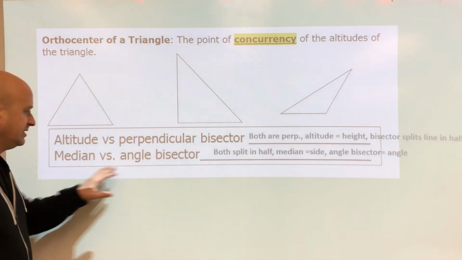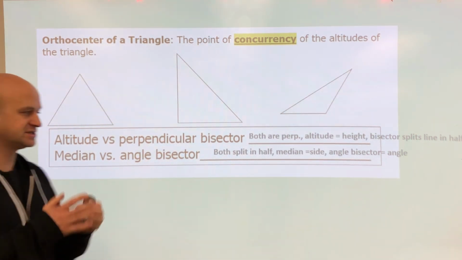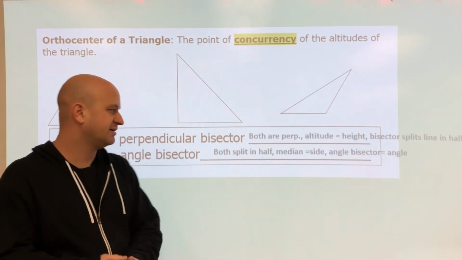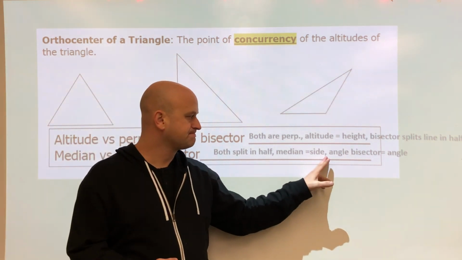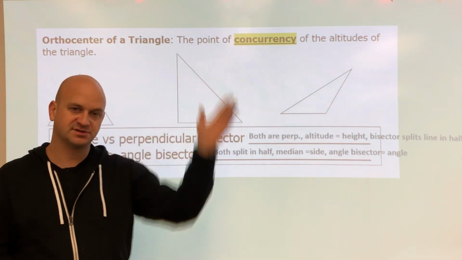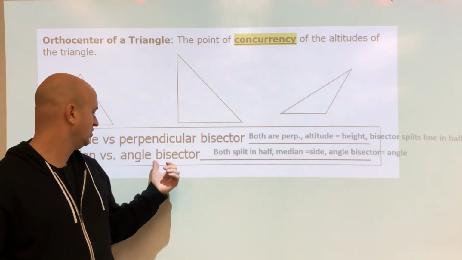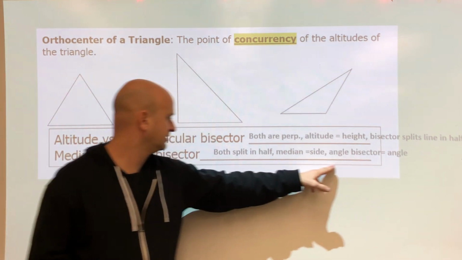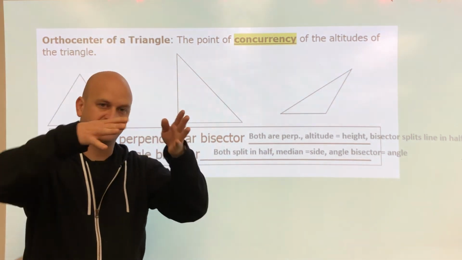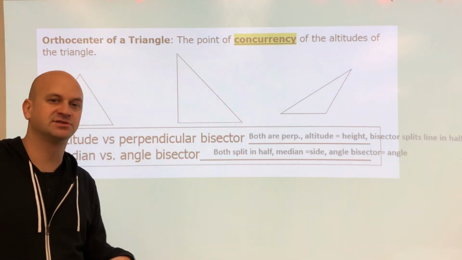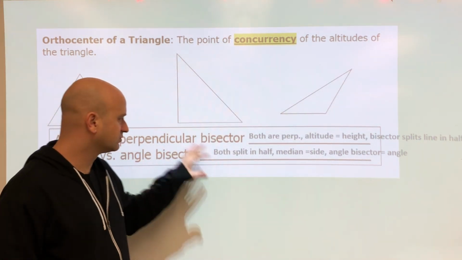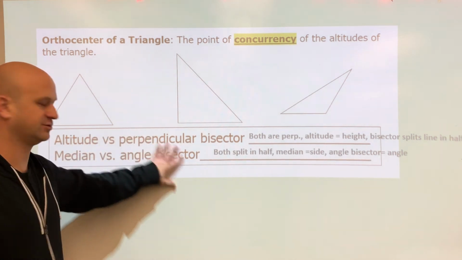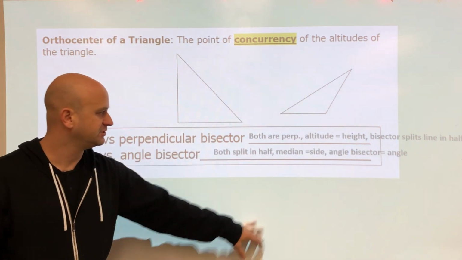All right, down here, median versus angle bisector. Both are going to split a line in half. However, the median is going to go from the vertex and probably angle down, whereas an angle bisector is going to just cut an angle in half. So where you're looking for congruency marks is going to change. Okay, so really understand the difference of these 4 lines, in class as you prepare for your upcoming test.